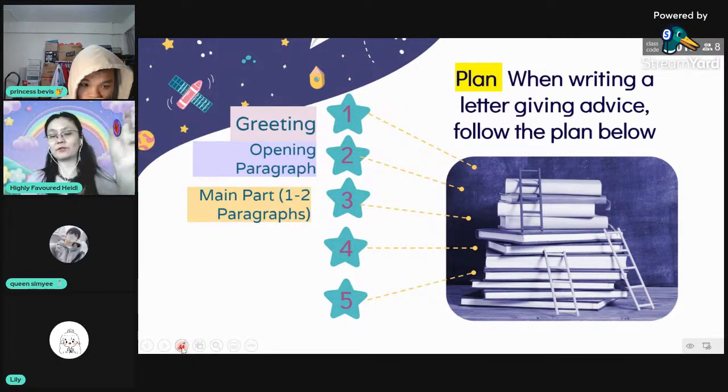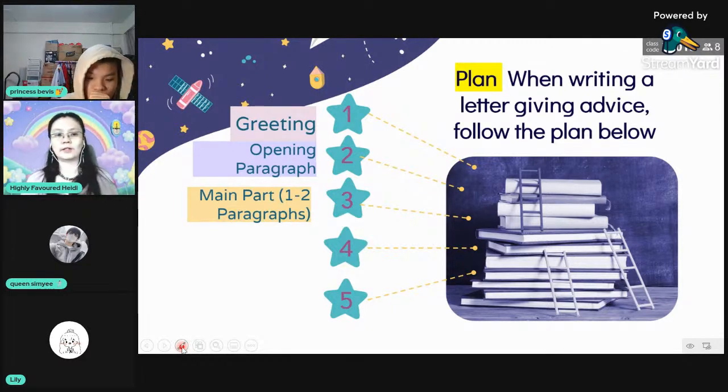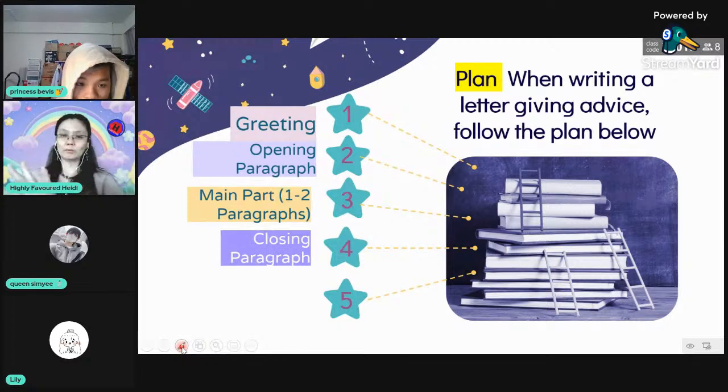Remember to use linking words: first of all, and the second one. If you are using similar kinds of ideas, then you can use "it is also likely". And then another one is "in any case". Yeah, in any case. All right, so then after that, closing.